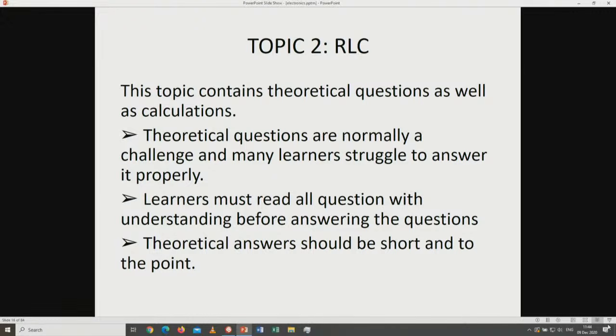So let us start with the topic of RLC. This is one topic that we will also brush over. We won't do much on it. This topic contains theoretical questions as well as calculations.